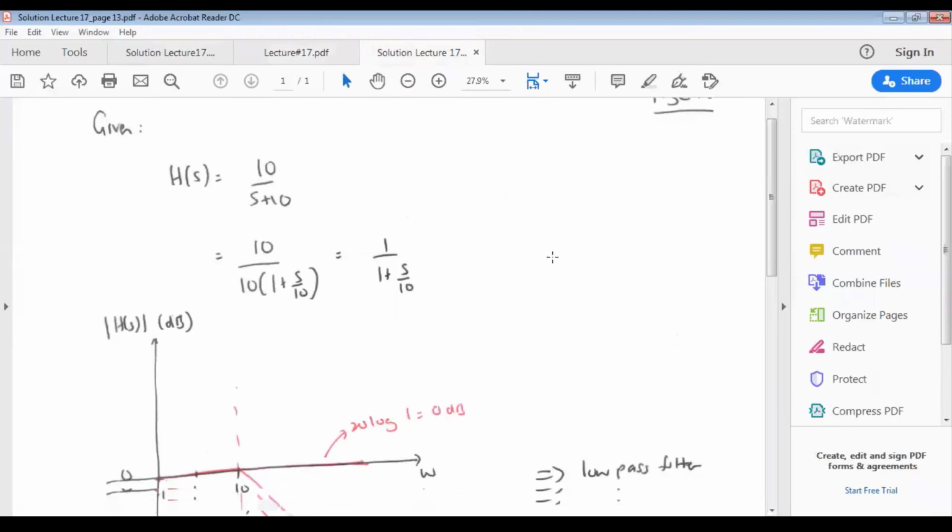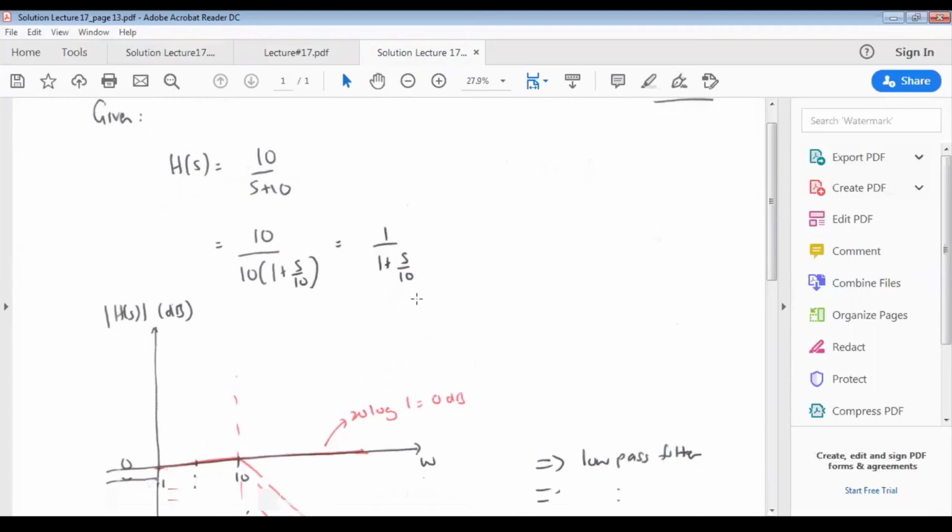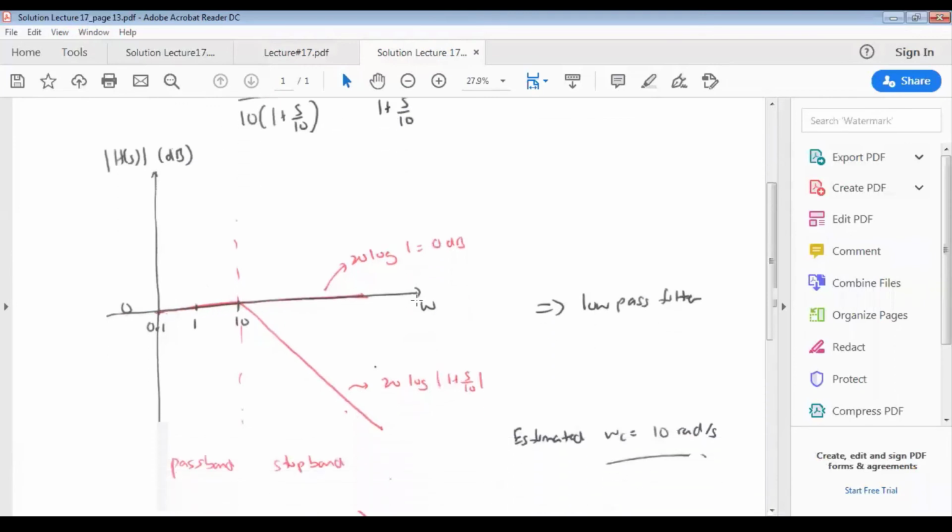Okay, so we are given this transfer function 10 over s plus 10. So that's what we have learned in lecture 16. We need to change this transfer function into the pattern that we have here. Okay, so from here we have two components. We have a constant of 1 and we have a real pole at 10. Okay, so we can straight away sketch the Bode diagram.